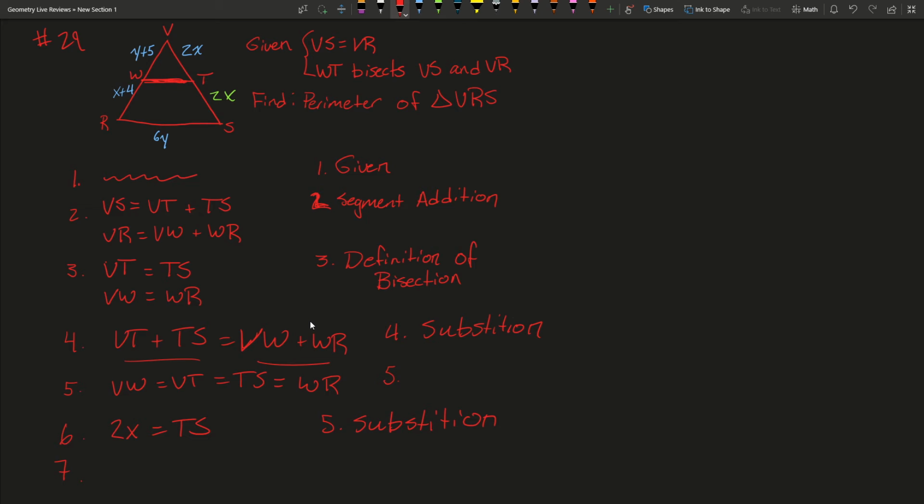And there's a lot of substitution going on there. And segment addition. All right, and from there we can find what X is, and then we can find what Y is. Sorry, I know this is confusing. I hadn't done this one yet.